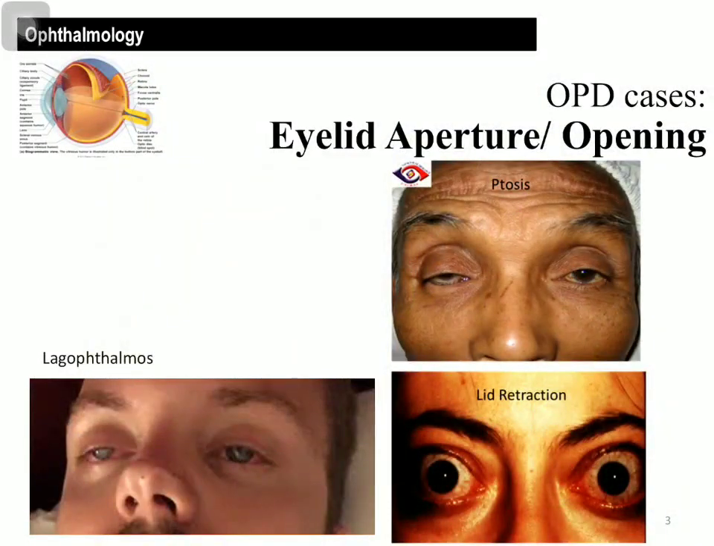Now let's move on to the eyelid opening or the aperture abnormalities. The normal opening of the eye usually is about 5 to 7 millimeters. The upper eyelid usually rests about 2 millimeters below the upper limbus of the cornea, while the lower eyelid margin usually rests at the lower limbus. So anything beyond that can be called abnormal.